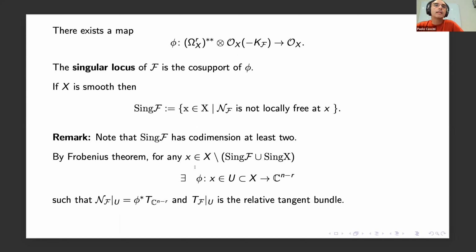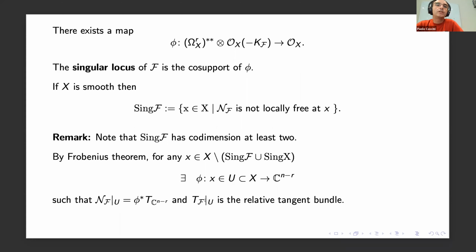It's due to Frobenius, saying, suppose that we are away from the bad locus. So let's take a point which is not contained in the singular locus of the foliation, nor contained in the singular locus of the variety. Then we know by Frobenius theorem that there always exists an analytic open neighborhood U of x, and a holomorphic map phi into C^(n-r), where n is the dimension of X and r is the rank of the foliation. So n-r is the co-rank of the foliation, such that the foliation in this neighborhood is induced by this holomorphic function.